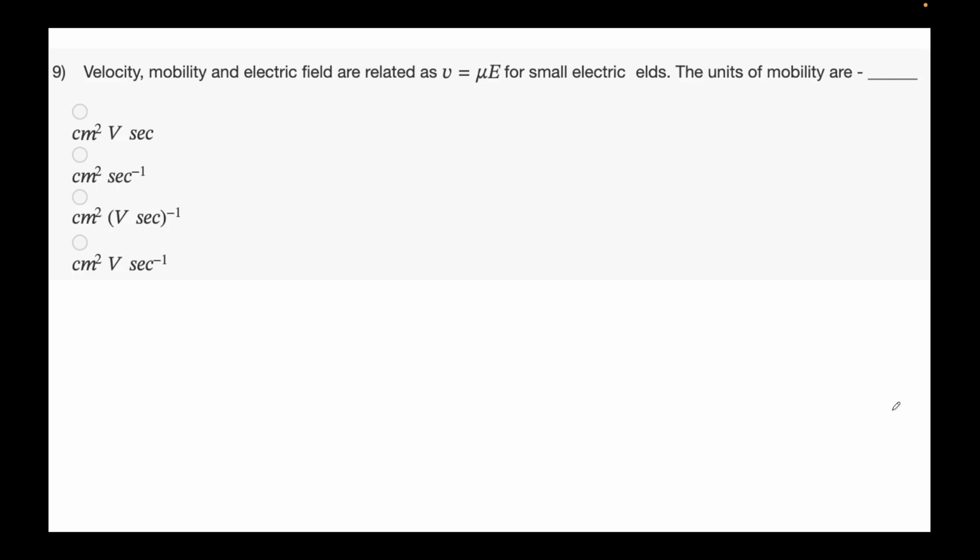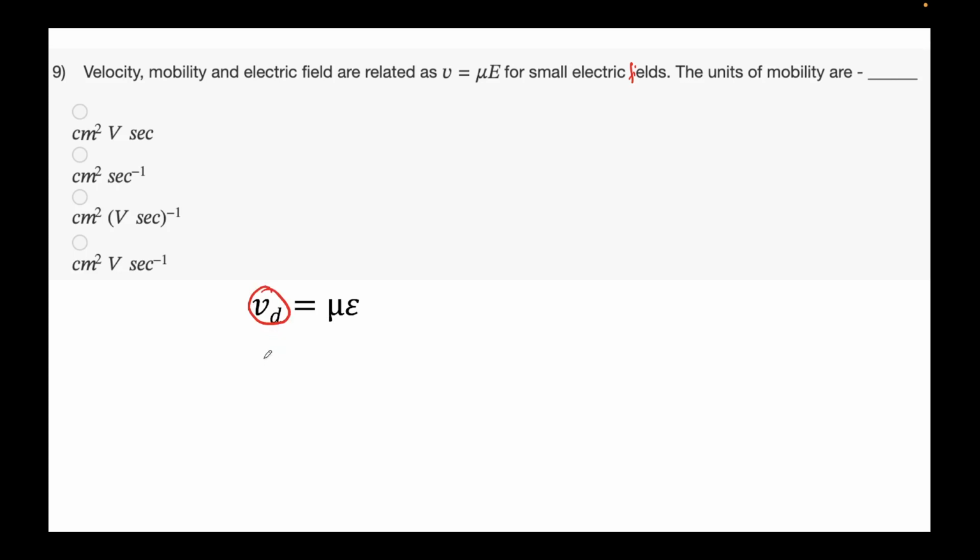Now it's a very simple question. This is called dimensional analysis, something like that. It says that Vd equal to mu E for small electric fields. What are the units of mobility? Few of you might know that it's centimeter square per volt second, but how do we calculate that? This is just an exercise. So Vd equal to mu E. Vd is our velocity.